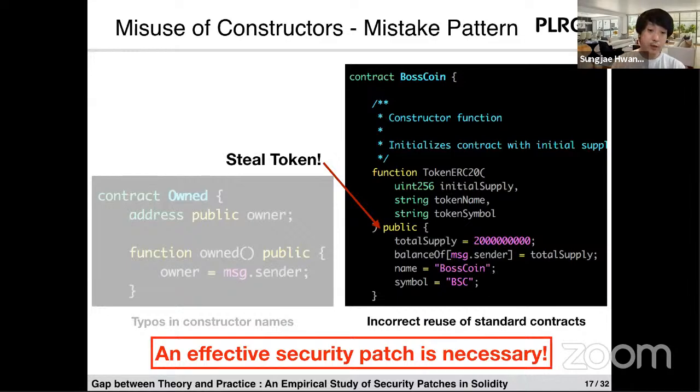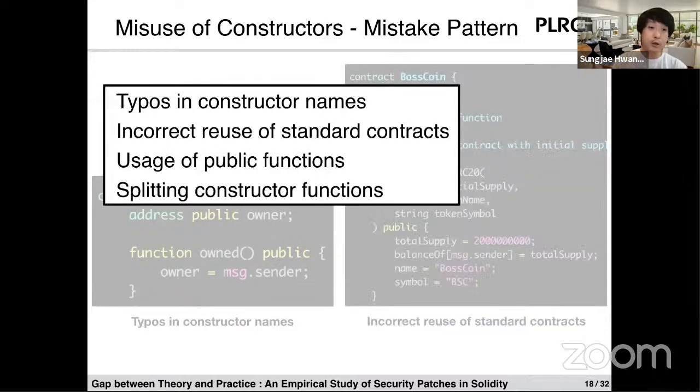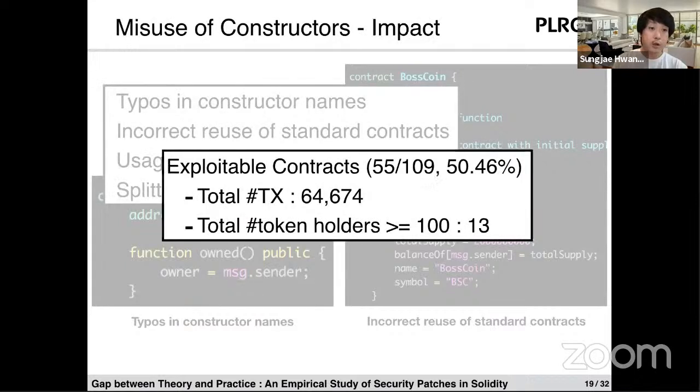The current Solidity patch introducing the constructor keyword cannot prevent these 2 patterns of developer mistakes, so a better patch should be released additionally. There are 4 developer mistake patterns for misuse of constructors. For 109 contracts vulnerable to misuse of constructor, we manually confirmed that 55 contracts are exploitable, and the total number of transactions for these exploitable contracts is 64,674, and 13 of them have more than 100 users.